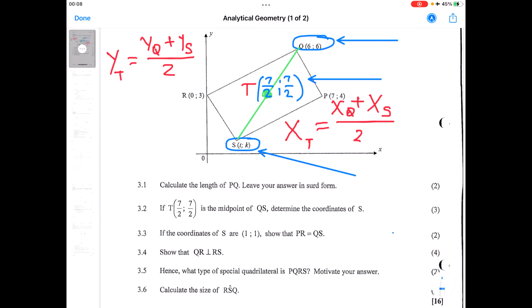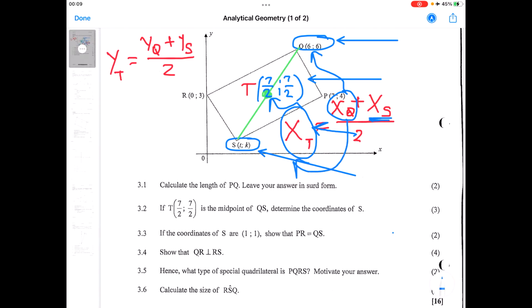This is how you substitute. What is the x value at the middle point? This is the x value that you substitute, that one there. What is the x value at Q? This is the x value at Q, being 6. So can you see? You are therefore going to cross multiply, and then you take this to the other side. That's how you calculate for that.